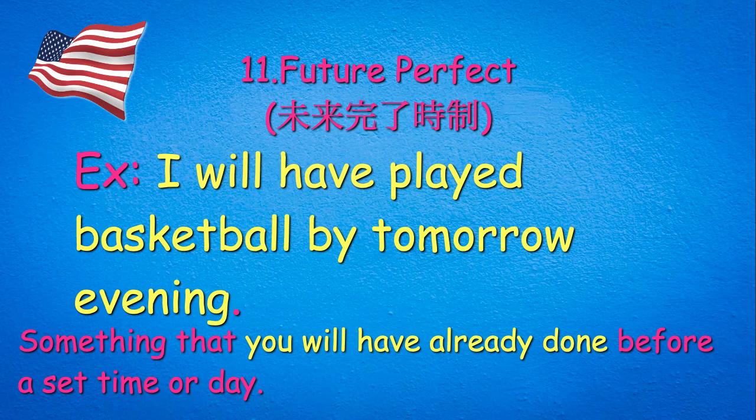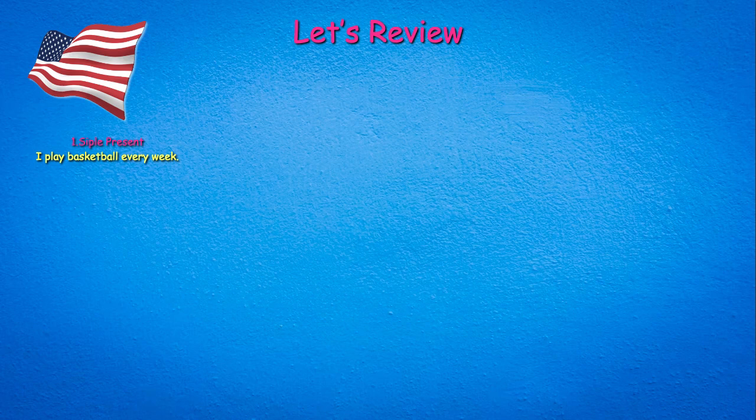Let's go over that one more time. Let's review. Simple present: I play basketball every week. Present progressive: I am playing basketball now. Simple past: I played basketball yesterday. I played basketball an hour ago. I played basketball 2 minutes ago.